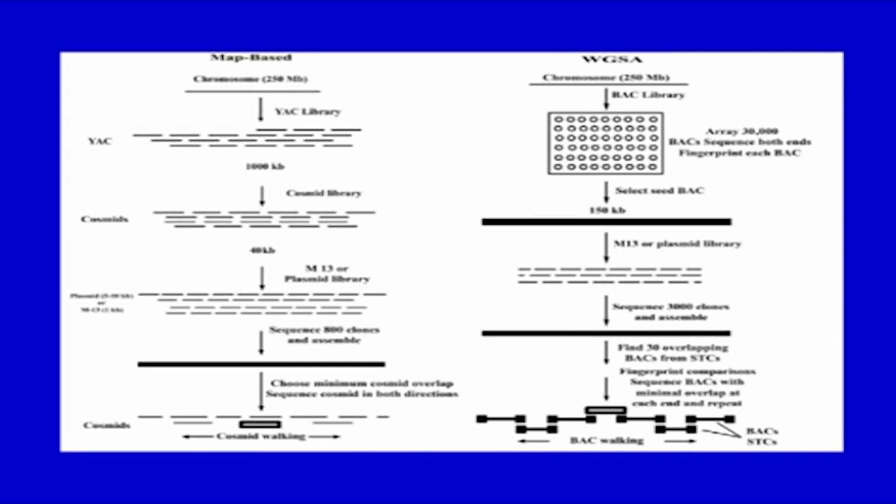So, these are two strategies compared here. In map based strategies like we have discussed, there is a chromosome which is 250 million base pairs. First a yeast artificial chromosome library is made, and then finally a cosmid library is made, and then they are fragmented and cloned into an M13 or plasmid library, which are then chosen to be sequenced, and then cosmid walking is performed, and finally the sequences are obtained and they are properly arranged. In the other method, the shotgun approach, the chromosome is taken and a bacterial artificial chromosome library is prepared, then after that an M13 or plasmid library is prepared, then a lot of these clones are sequenced and assembled.